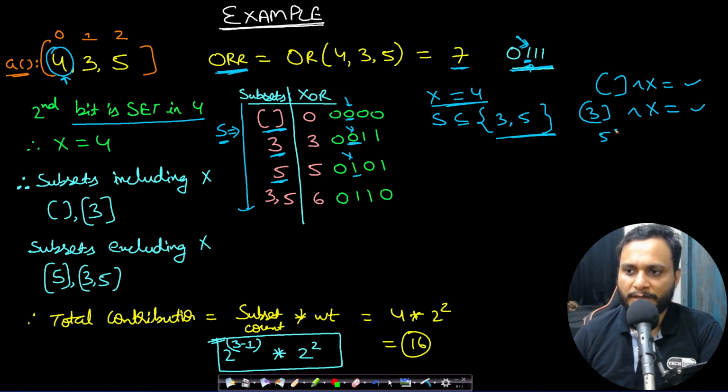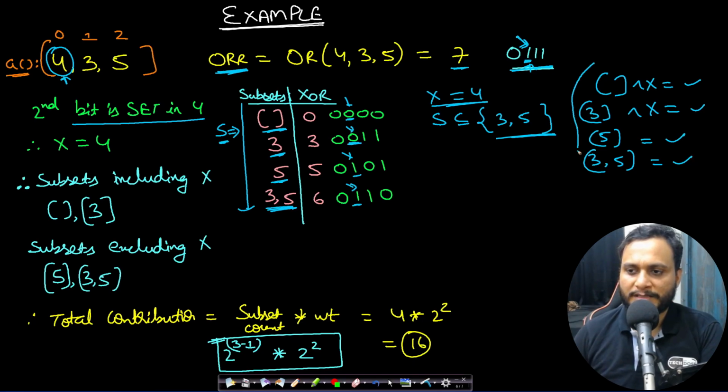So what I will do is I will not take it with X, and I will say that the ith bit is set, which is completely fine. And if you take this 3, 5, I will see this second bit. Okay, this is set. So I will not take the XOR with X. I will just take the same subset and I will say that the second bit is set.